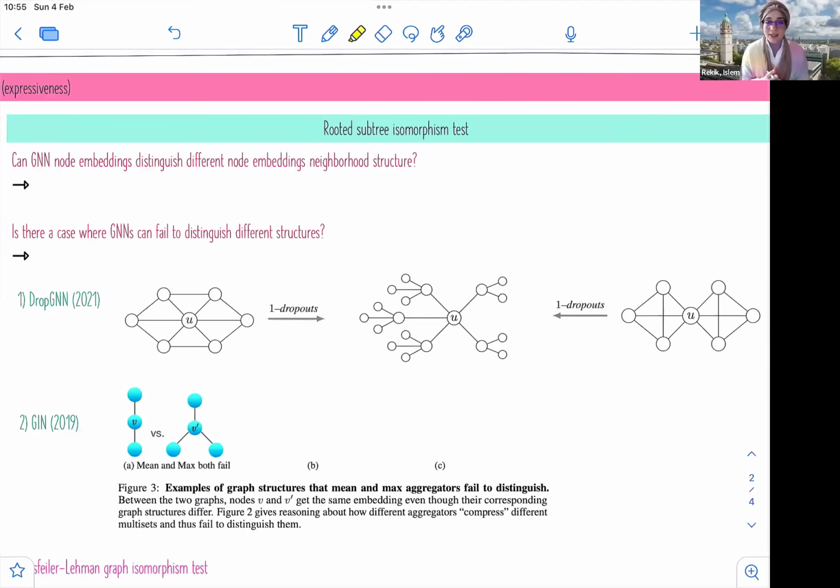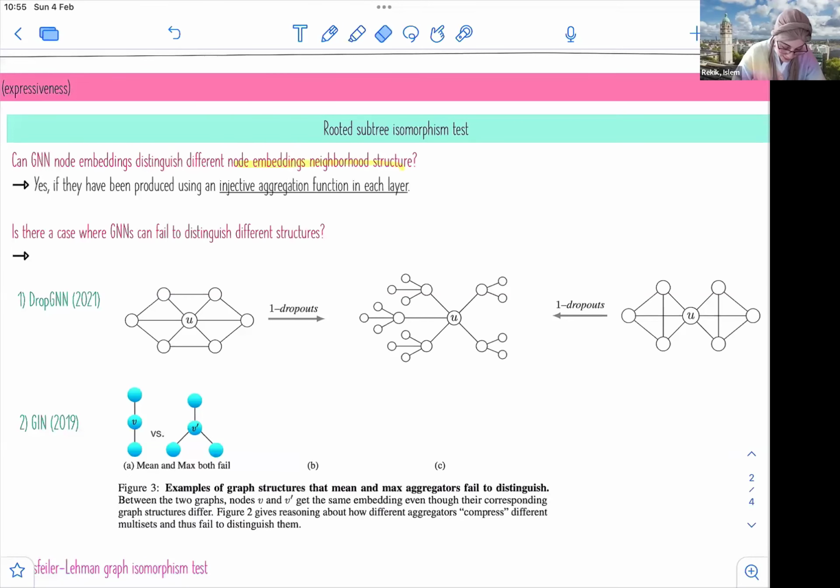And it actually turns out that this is a very ancient problem. So what we want to identify is if the topologies of two different graphs are isomorphic or not, are identical or not. Like, do we have the same topology, yes or no, right? So here, the question is, can GNN node embedding distinguish different node neighborhood structure? So yes, if they have been produced using an injective aggregation function at each layer. Okay. Is there a case where GNNs can fail to distinguish different structures?